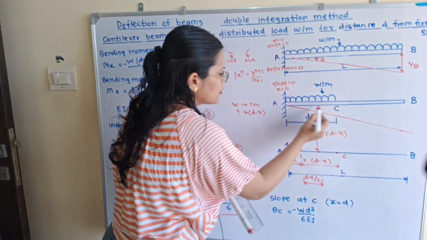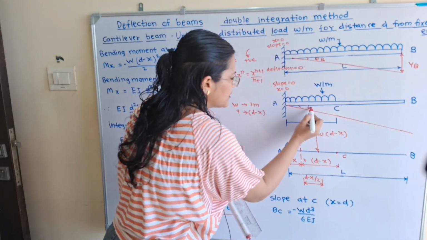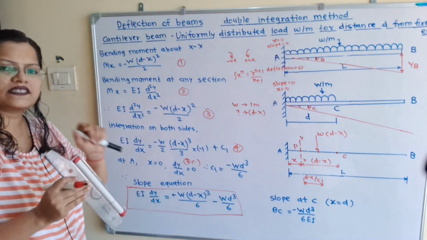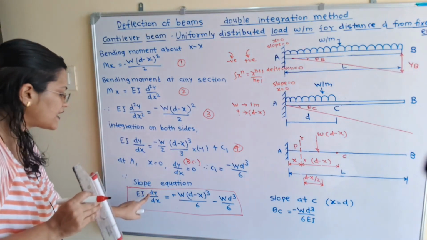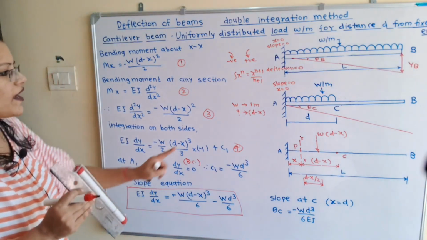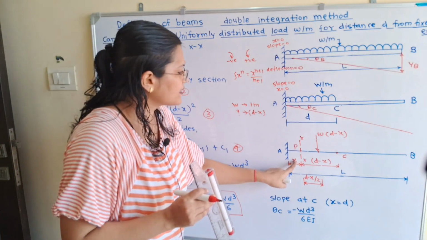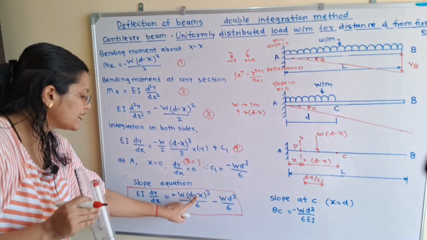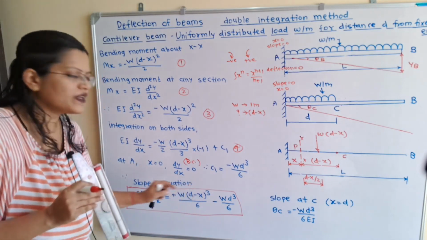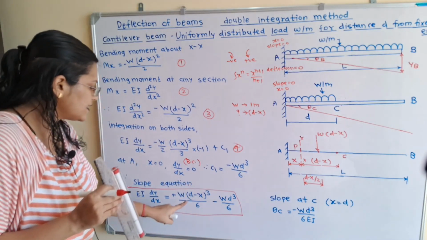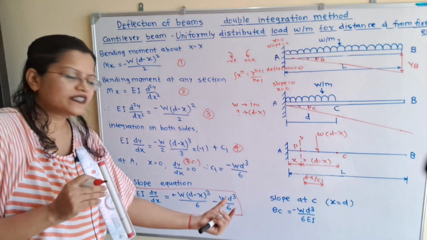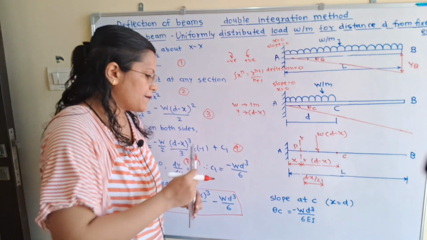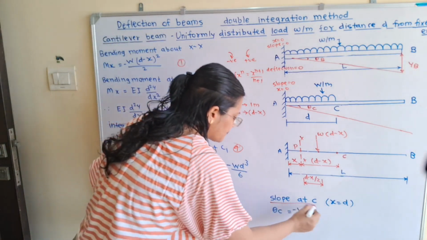Now if we observe, the slope at C is measured in terms of angle theta C, and in this equation dy by dx is nothing but slope. So at C we will write it as theta C. Now at C, the value of x is equal to d. So instead of x we will put d. So here d minus d is 0, so this whole term will become 0. So theta C is equal to, now the EI term we will transfer to the right hand side, minus W d cube by 6 EI. So this is the slope at C.